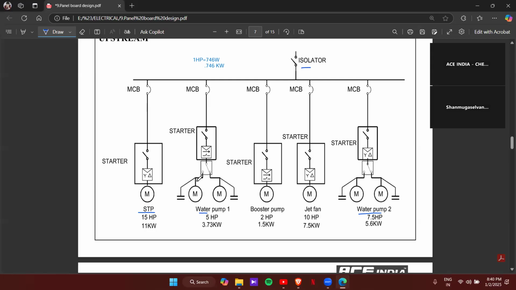And the first condition is given for STP, that is sewage treatment plant, 15 HP. Then water pump, booster pump, jet fan, then water pump. So these are the number of connections we have taken here. And this is the symbol for star delta, and this one is a symbol for the direct online starter. The symbols and the resistance symbols will vary depending upon the standards and the company. So basically we'll be using these.